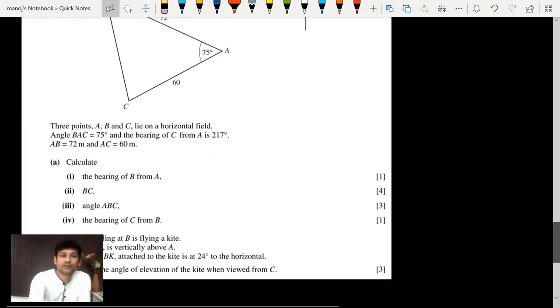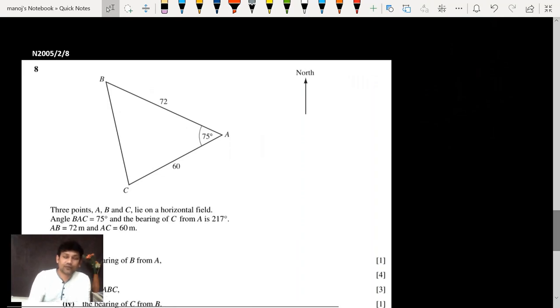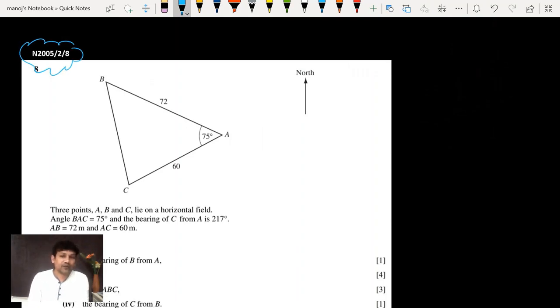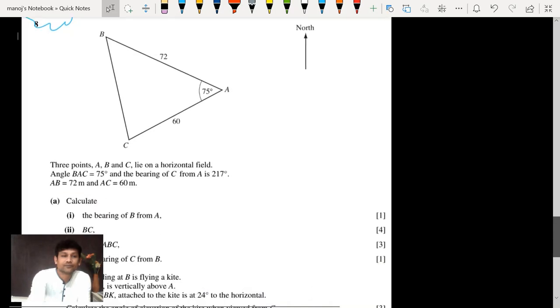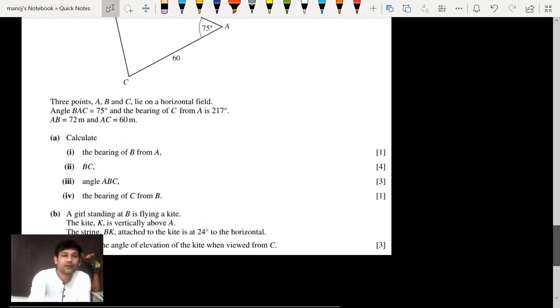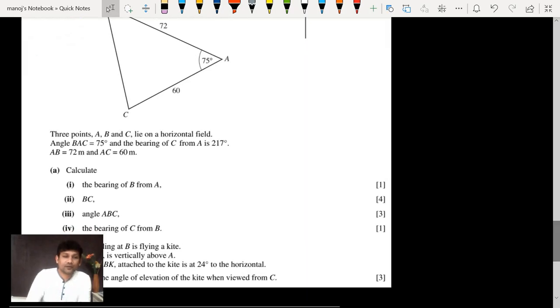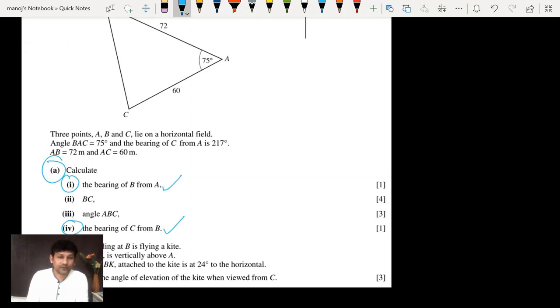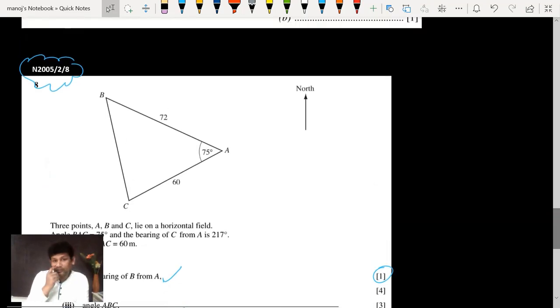Okay, we have something like this in paper 2. I don't want to solve this part, but I want to show you that bearing in paper 2 is a part of trigonometry. You can see in the second part, in question number 1, part A, this is bearing, and in the fourth part there are two bearing questions: bearing of B from A, bearing of C from B. So in paper 2 you don't need to lose your marks, because this is 1 mark and 1 mark, 2 marks in trigonometry. So your bearing should be 100%. And this is a question, November 2005, paper 2, question 8. If you can do this, please comment.